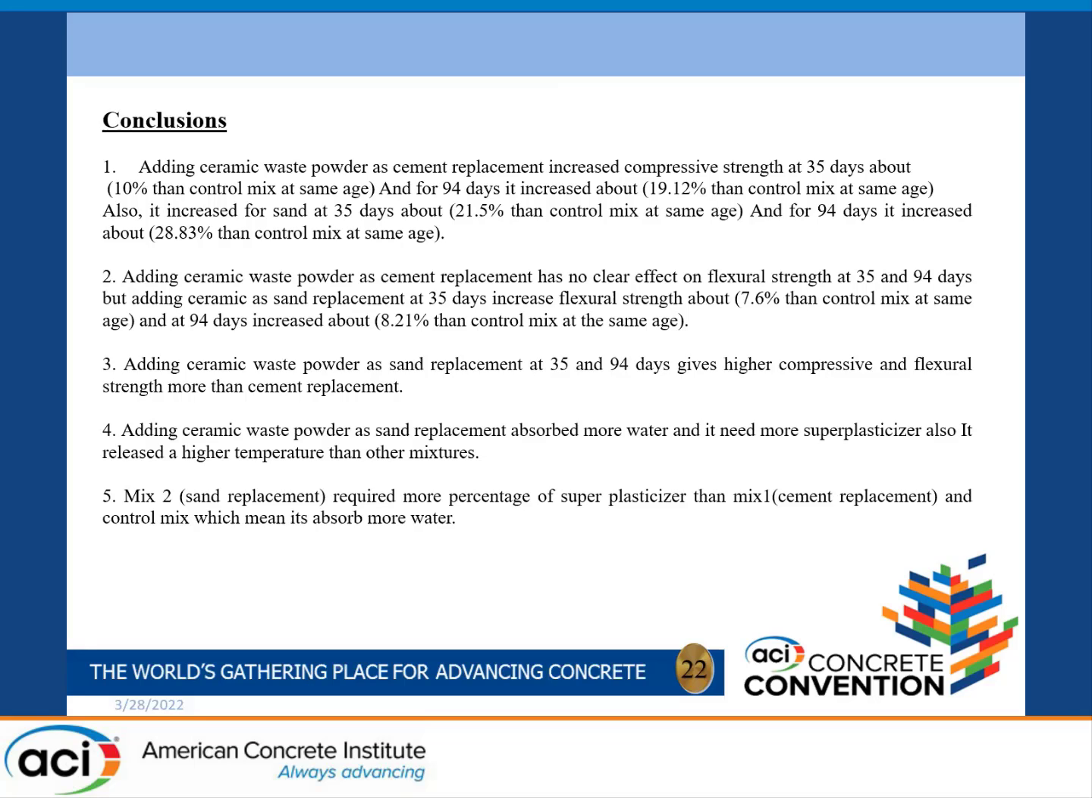Second, adding ceramic waste powder as cement replacement has no clear effect on flexural strength at 35 and 94 days, but adding ceramic as sand replacement at 35 days increases flexural strength about 7.6% over the control mix at the same age, and at 94 days about 8%. Third, adding ceramic waste powder as sand replacement at 35 and 94 days gives higher compressive and flexural strength than cement replacement.